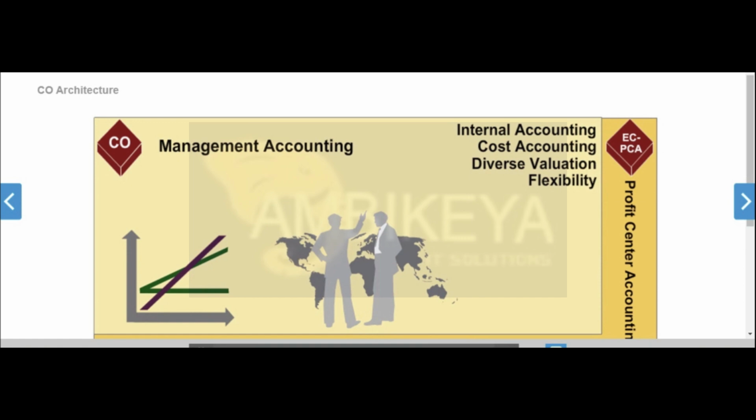CO contains all of the functions necessary for controlling cost and revenue effectively. It covers all aspects of management controlling and includes many tools for compiling information for company management.